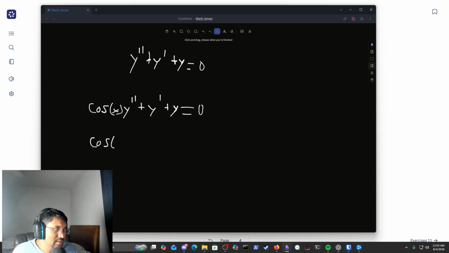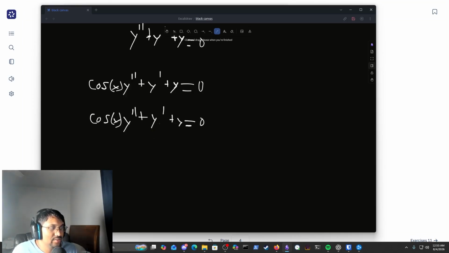However, if we had cosine of y times y prime prime plus y prime plus y equals 0, then we would say that this is nonlinear because we have the variable y being used in the cosine function, and that is now serving as a scaling factor for a derivative of y. Because we have y interacting with itself, even though it's a derivative of itself, that is no longer good for linear operations, and we have to say that this is now nonlinear.